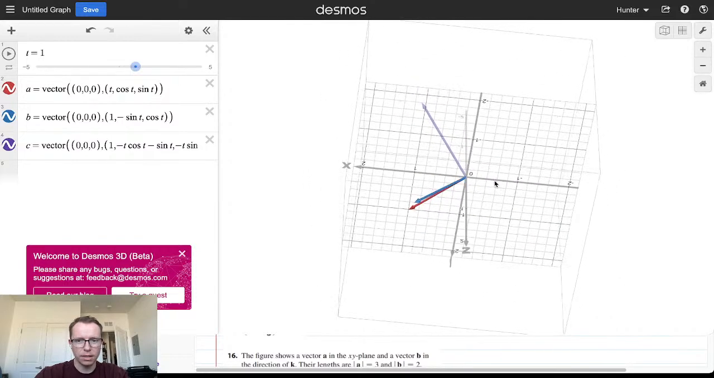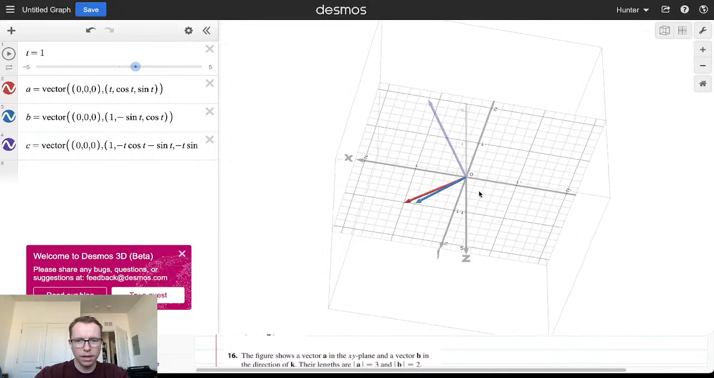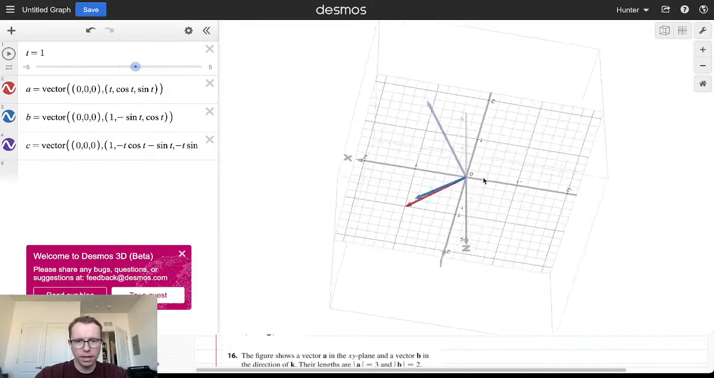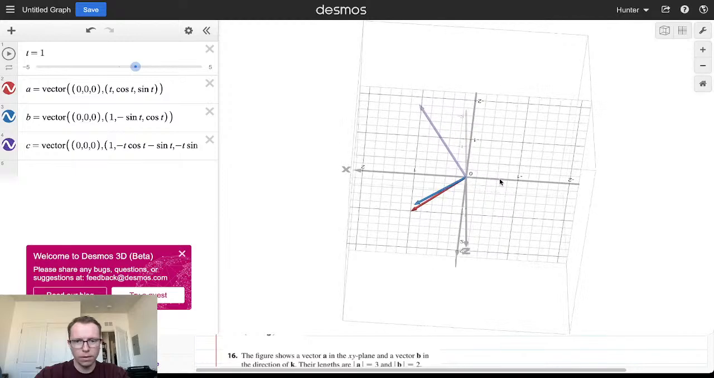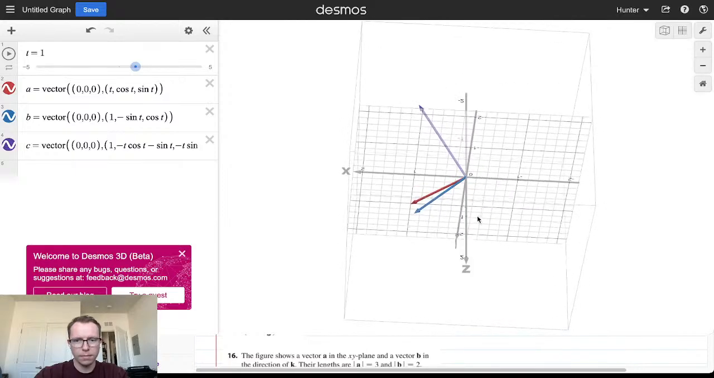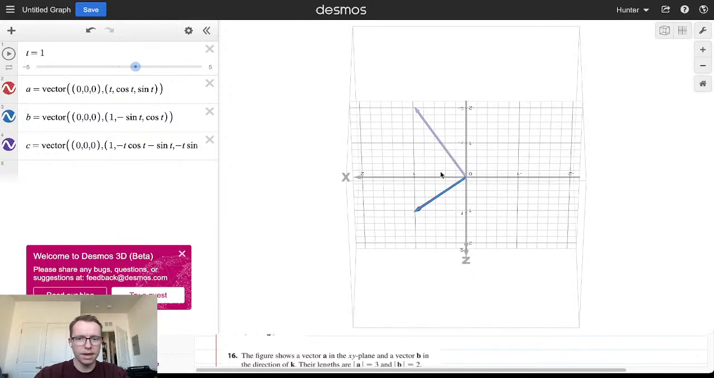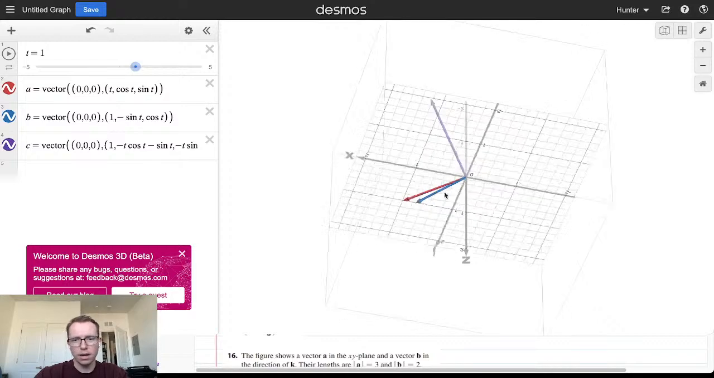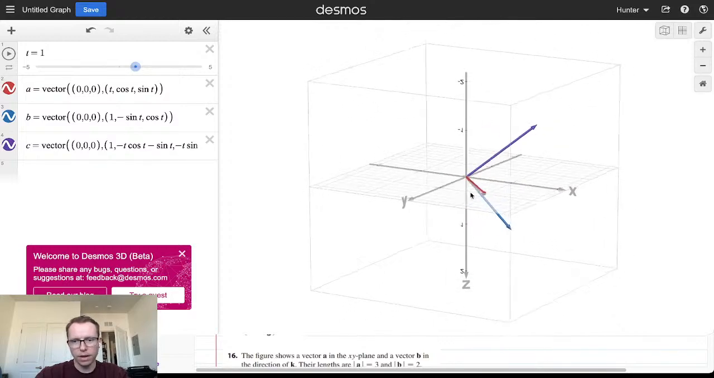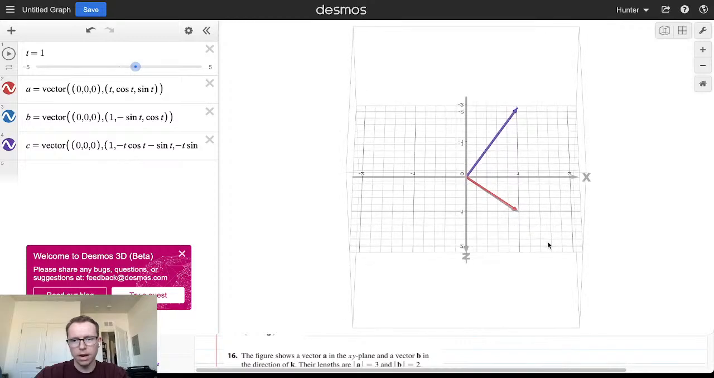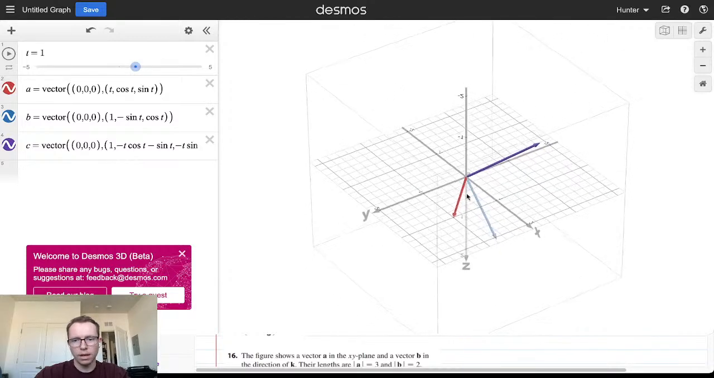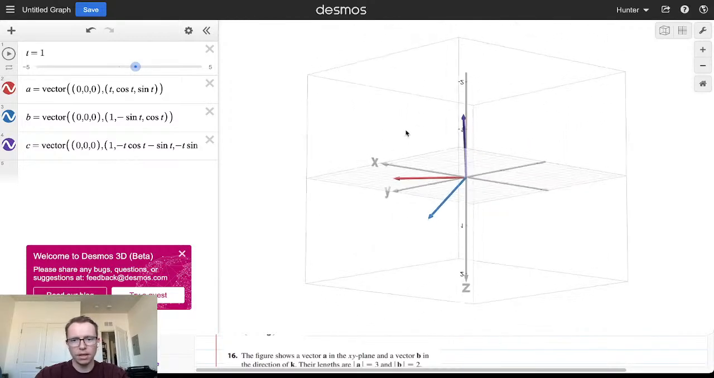So we can zoom in here, and if you guys can see, let me see if I can organize this. There is a 90-degree angle there, and then there is a 90-degree angle there. So all we're proving is that this purple, the C, is making a 90-degree angle to both A and B.